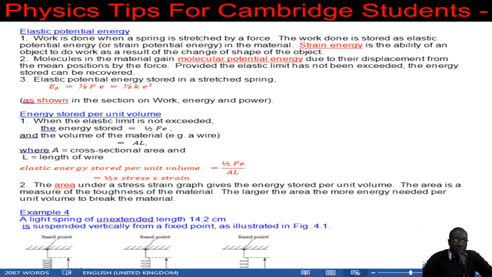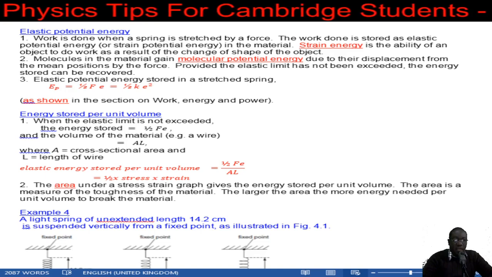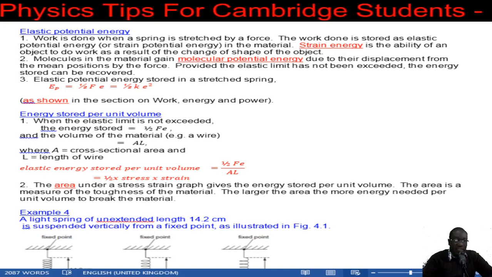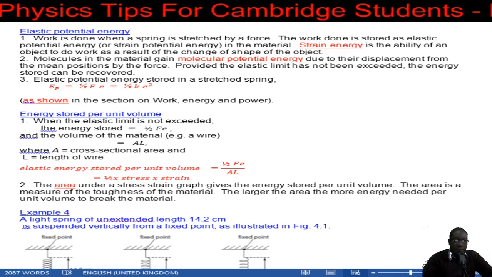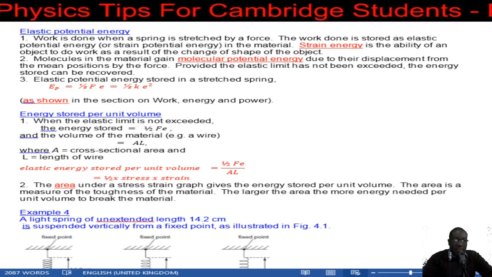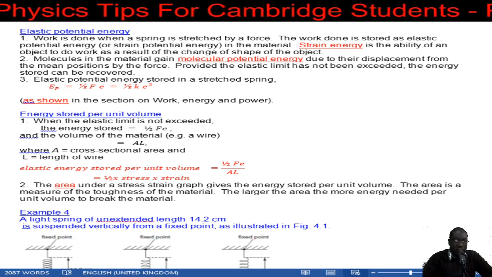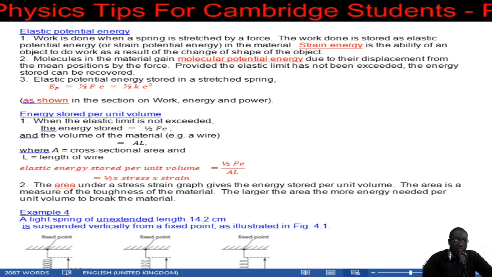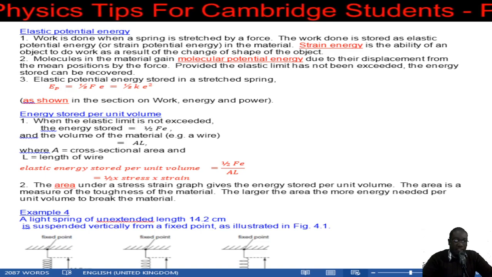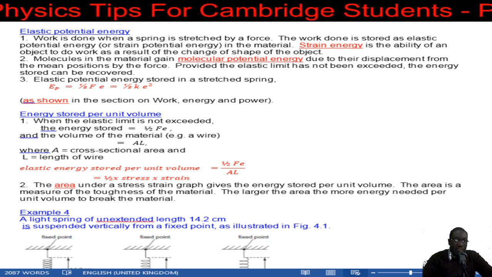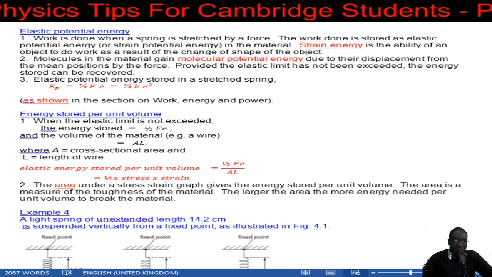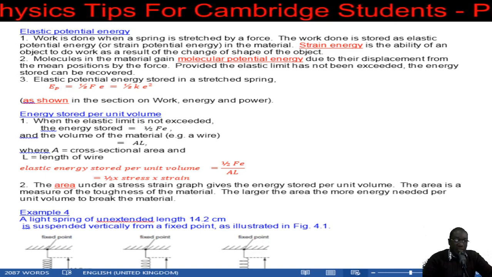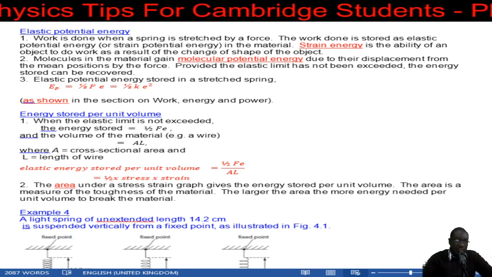Work is done when a spring is stretched by a force. The work done is stored as elastic potential energy or strain energy in the material. Strain energy is the ability of an object to do work as a result of the change of shape of the object. Molecules in the material gain molecular potential energy due to their displacement from their mean positions by the force. Provided the elastic limit has not been exceeded, the energy stored can be recovered.